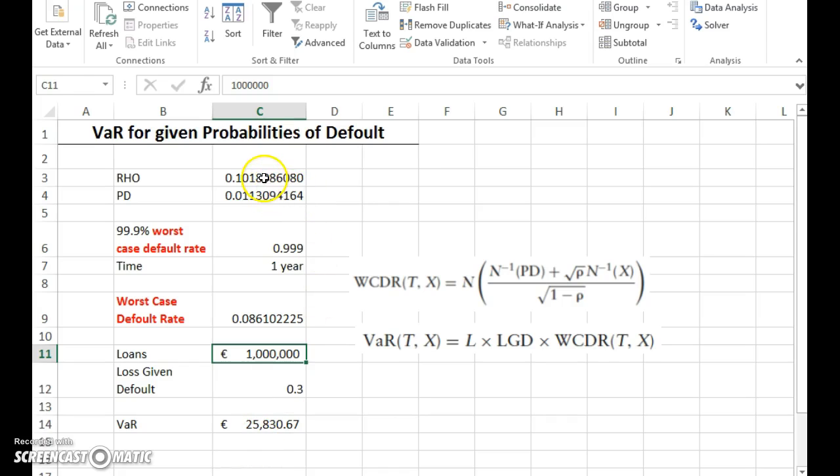So before I go any further, I just want to mention that these two values are not random values. I have a video showing how I estimated this probability of default and correlation based on historical data.